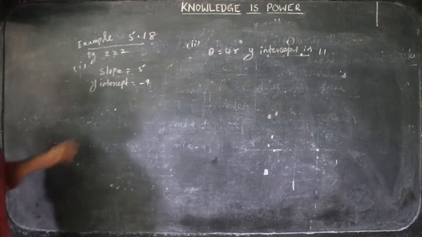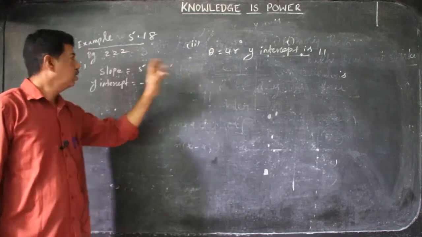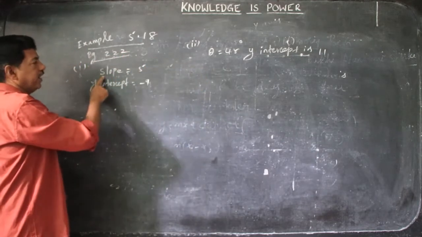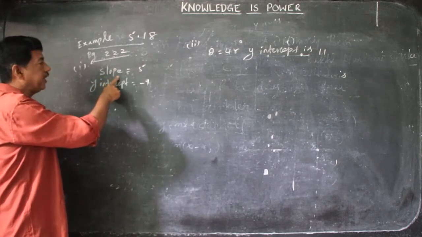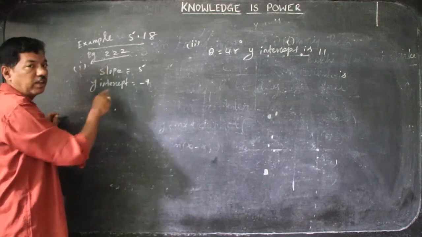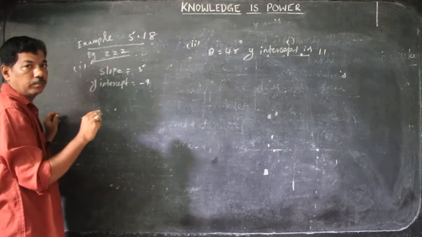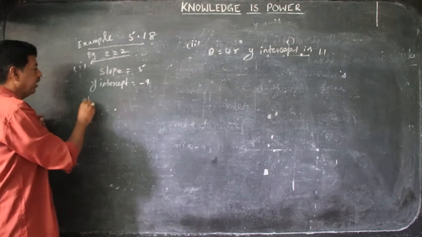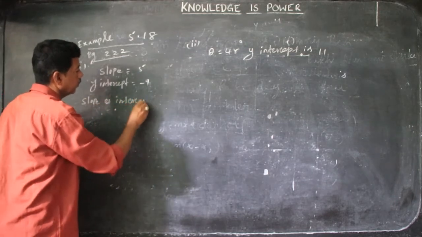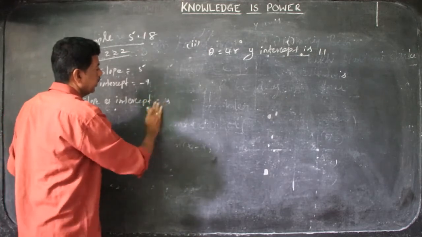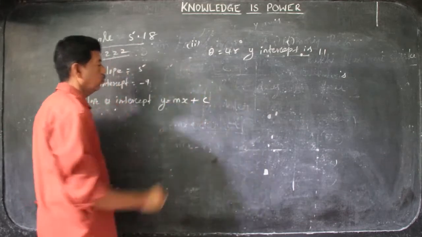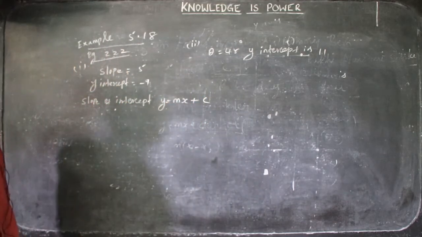It's clear? So based on what we have learned, we can proceed. Okay, page number 222. Find the equation of a straight line. Slope and intercept are given. I told you, if slope and intercept are given, what equation do you have to use? Slope intercept form, that is y equals mx plus c.